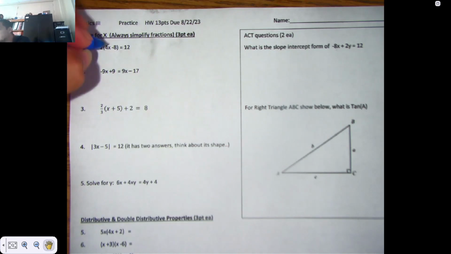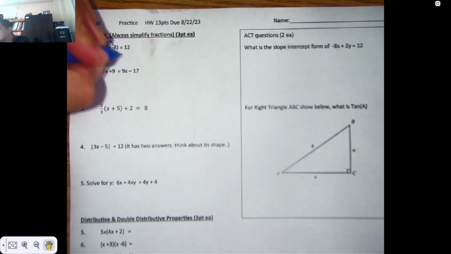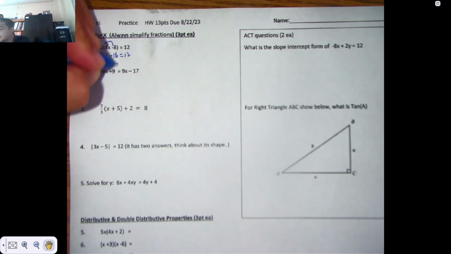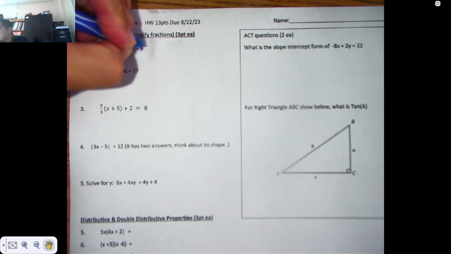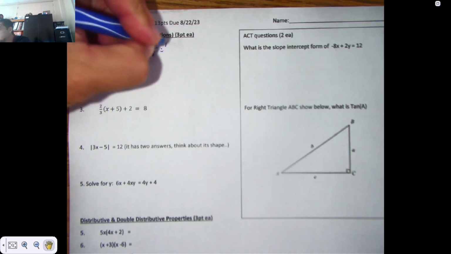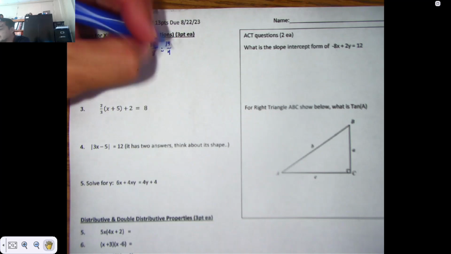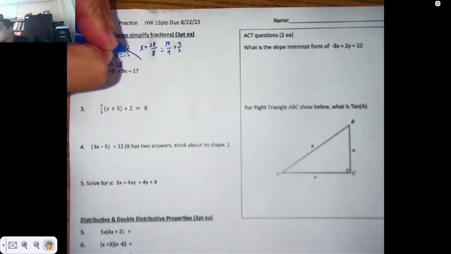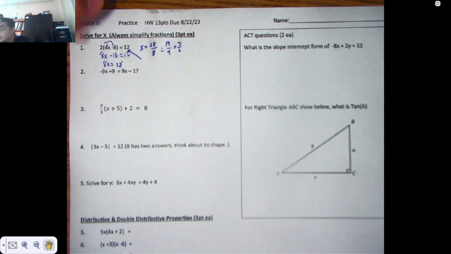90% of all people would do the distributive property, and they would get 8x minus 16 equals 12. Not hard. Then I guess you would add 16. 12 and 16 makes 28. And then I suppose you would divide by 8. And you know you should simplify. They're both even. You can do it in two parts if you want. Both even, divisible by 2. 14 over 4, still even. 7 over 2.